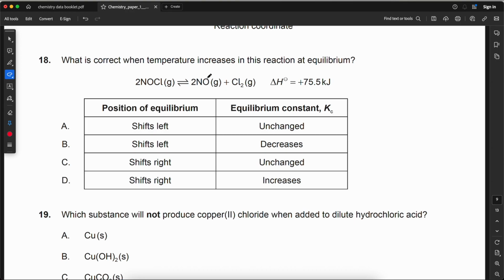What is correct when temperature increases in this reaction at the equilibrium? As delta H is positive, so forward reaction would be endothermic. So reverse reaction would be exothermic. So because temperature increases, it will absorb heat, right? So when the heat is absorbed, it will be endothermic. So the reaction will shift to right. When the equilibrium shifts right, the yield will increase. Because the yield will increase, Kc also will increase. So the answer is D. Remember, Kc only will change with temperature, not with pressure and volume.